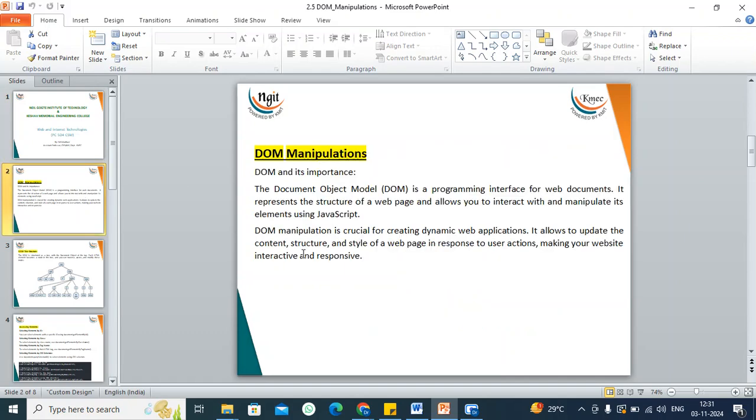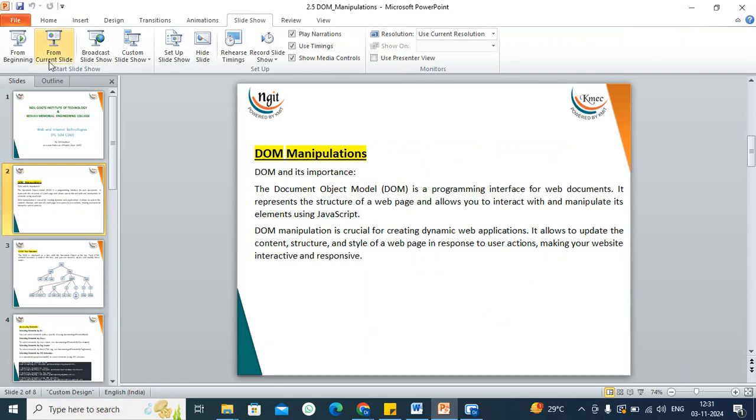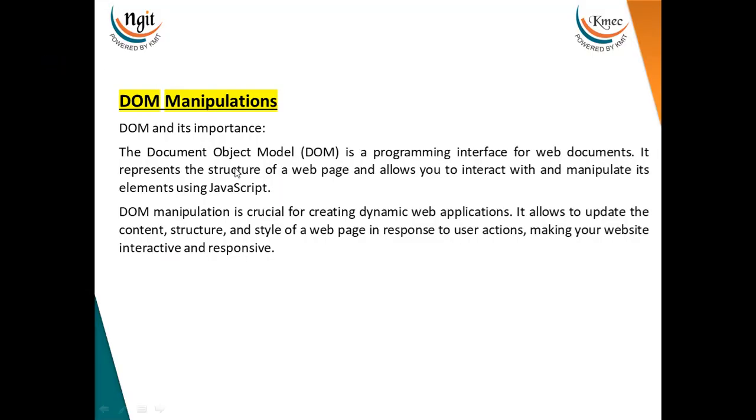Hello all. Now we will be seeing DOM manipulations. DOM and its importance. Let us know about DOM and its importance. DOM is Document Object Model, which is a programming interface for documents. It represents the structure of a web page and allows you to interact with and manipulate its elements using JavaScript. And DOM manipulation is crucial for creating dynamic web applications.